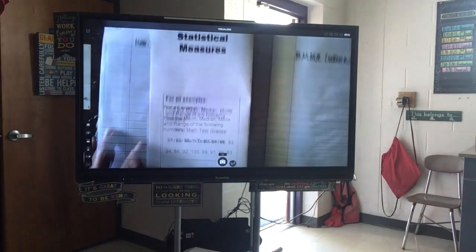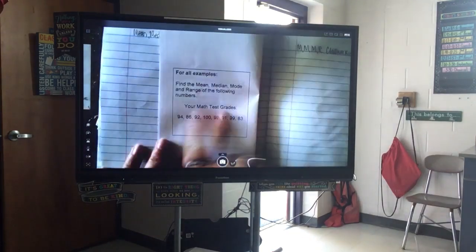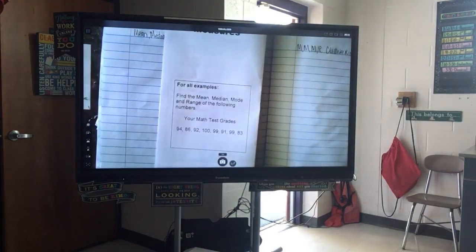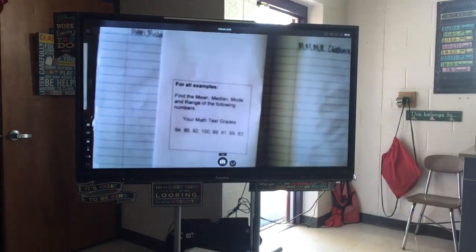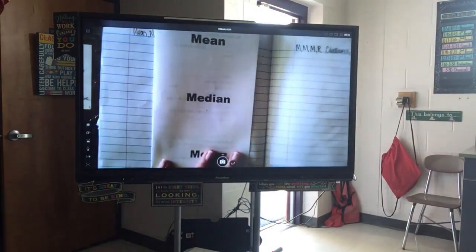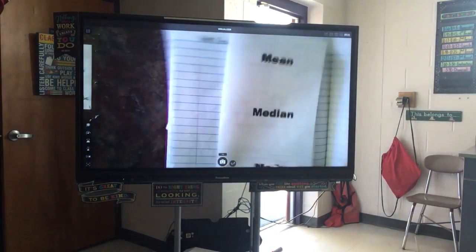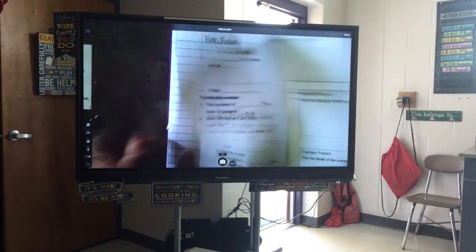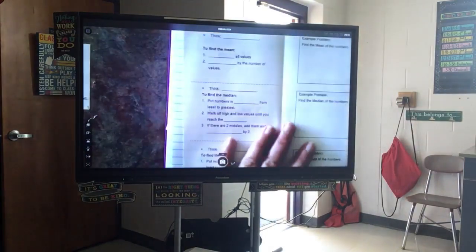So we are going to be using this data right here to find the mean, the median, mode, and the range. All right, so look over your paper. We're not going to cut anything because we struggle when we cut anything. So just go ahead and open up the flap. And we're going to talk about each one.